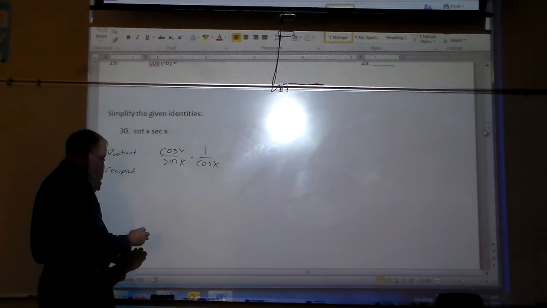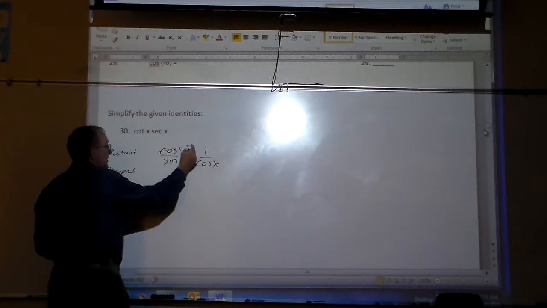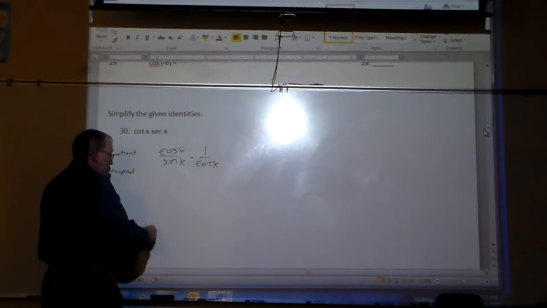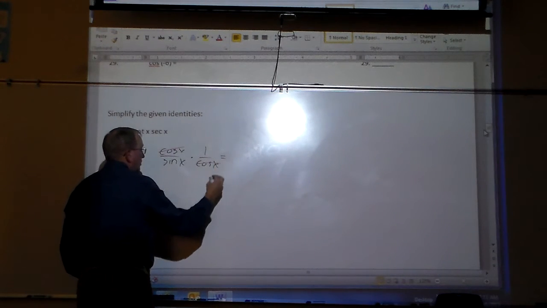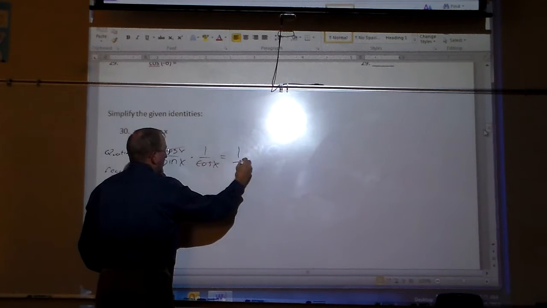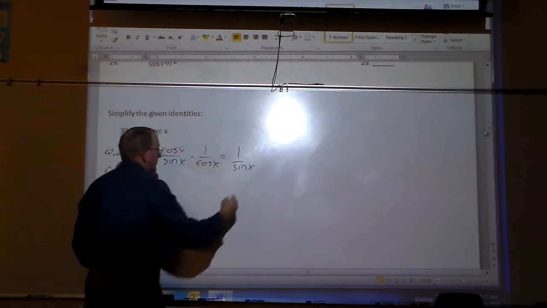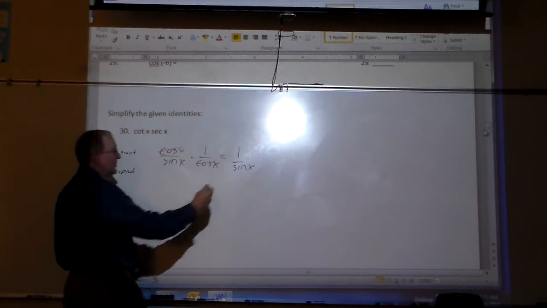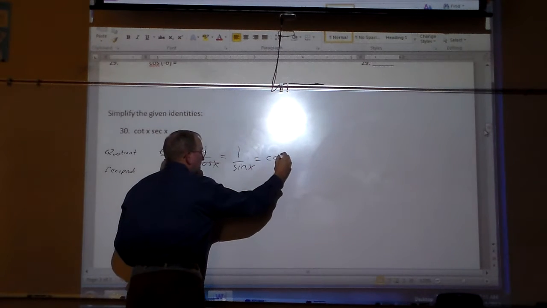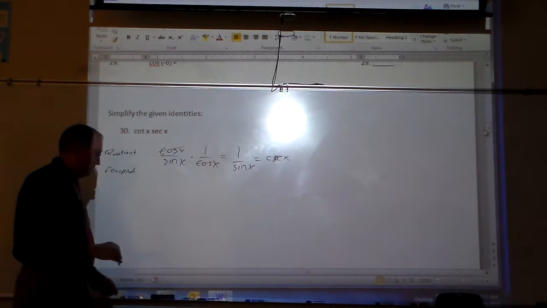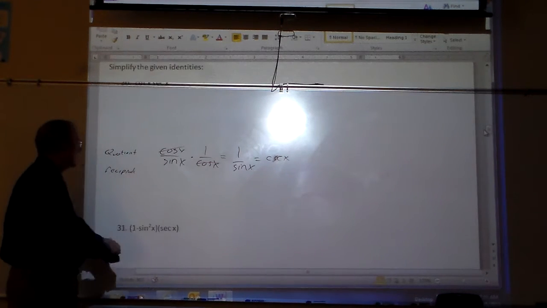What's going to happen to the 1 over cosines? Well, they're going to what? Cancel out, making this equal 1 over sine x, all right, which is the same thing as cosecant x using our identities.